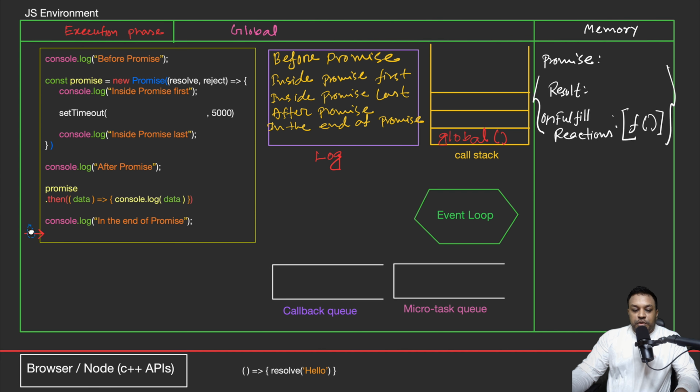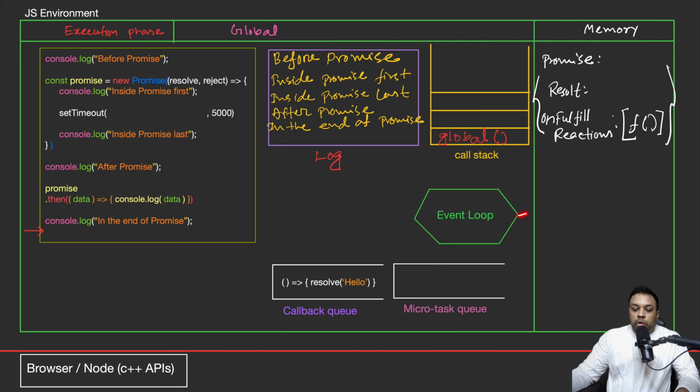Now the execution is done. There is no more code in the global. So what it will do after 5 seconds, here this browser and node environment, basically this environment, they will put this into this callback queue. So let's think our 5 seconds is done and it will put it in the callback queue.